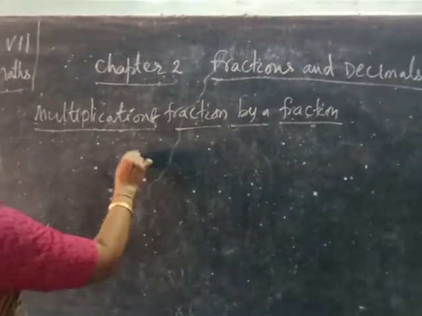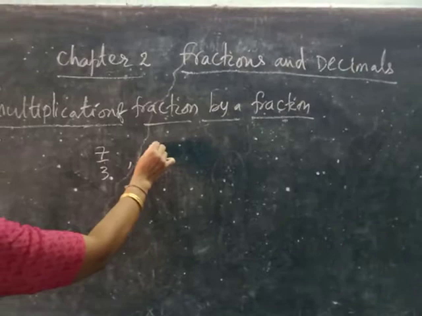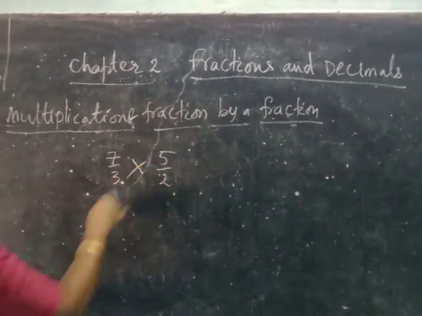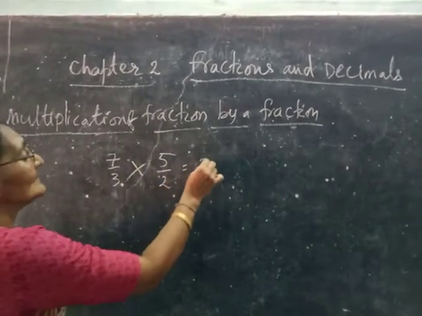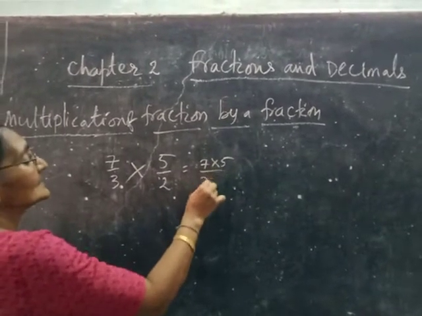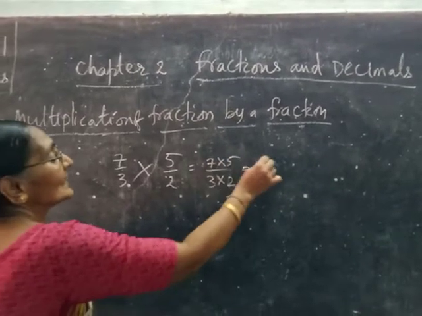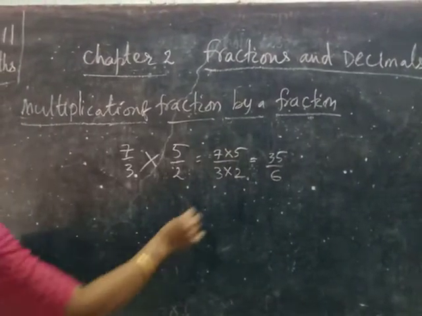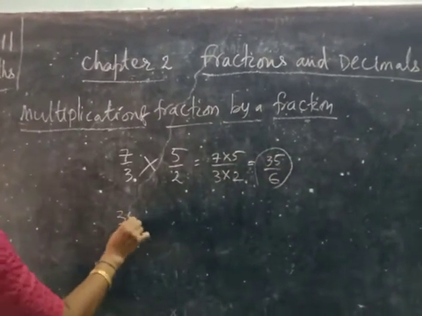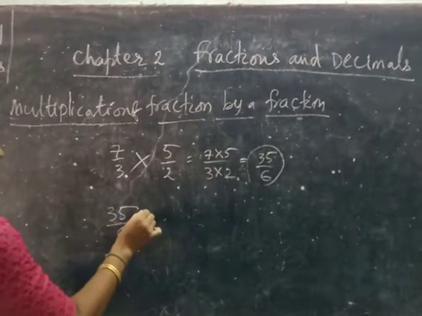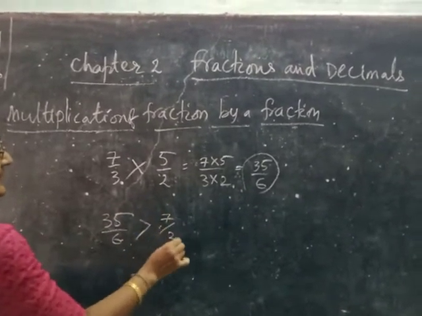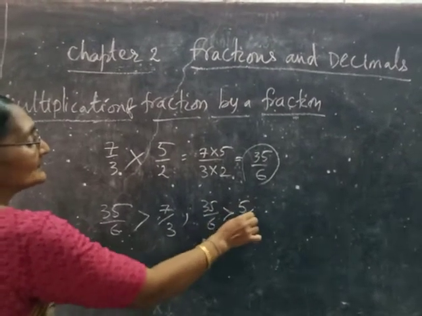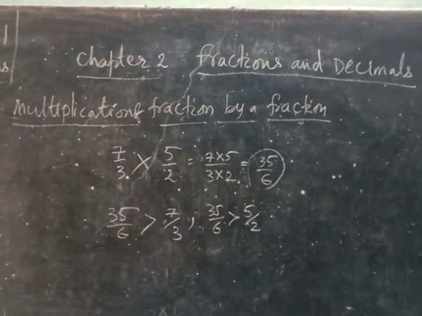Suppose improper fractions are given. Then the two improper fractions are multiplied. The product of the two improper fractions, how much will come? Same, numerator into numerator, denominator into denominator. This is 35 by 6. This product is greater than each of the improper fractions. Do you understand? This is the formula applied.